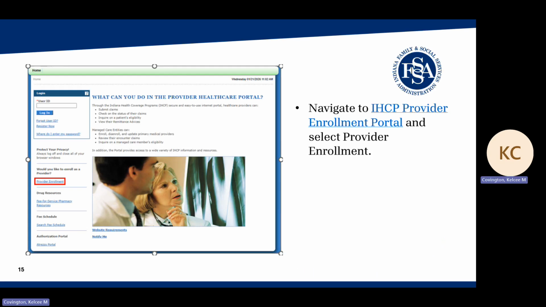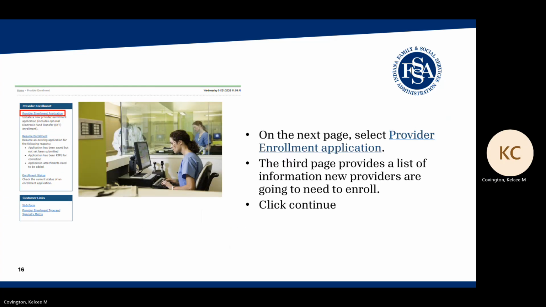The first step in enrollment is to navigate to the IHCP Provider Enrollment Portal homepage. On the left-hand side of the page, you're going to find a link to provider enrollment. Next, you're going to select Provider Enrollment Application. The next page is going to provide you with a list of information providers are going to need to enroll. Click to continue.